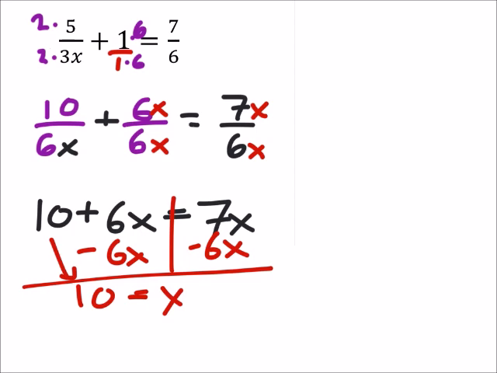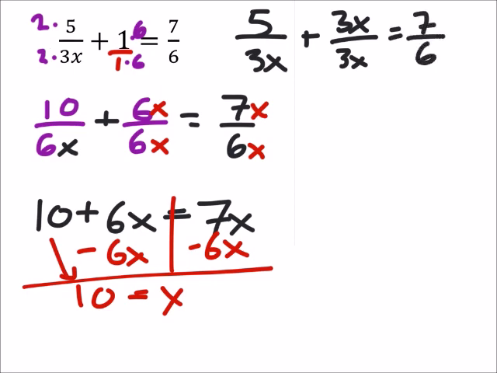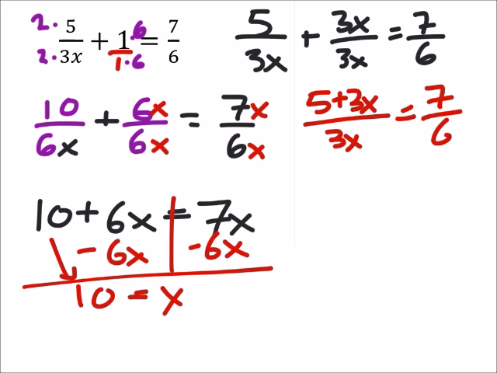So if we wanted just the terms on the left side of the equation to have common denominators, we could do that. So in other words, if we made the 1 into 3x over 3x, let's show what that does for us. So we'd have 5 over 3x plus 3x over 3x equals 7/6. So now I can rewrite this as 5 plus 3x over 3x equals 7/6. So the nice thing about this is it gives us a proportion to work with. So if you prefer to work with proportions, maybe this is the way to go for you, all right?